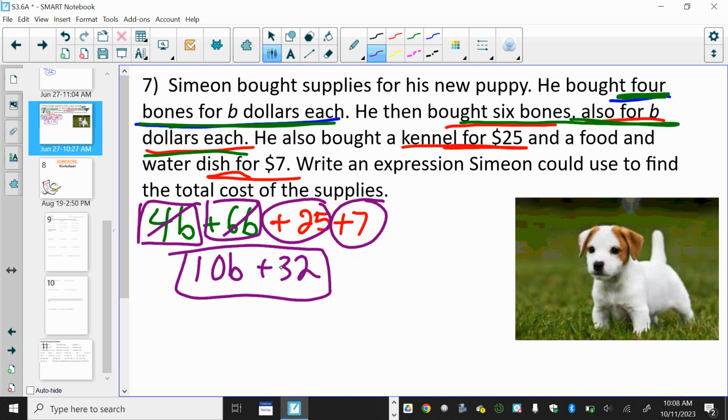Alright, sorry, I got distracted. If you found out how much each bone was, you could plug in right there and then calculate it out.